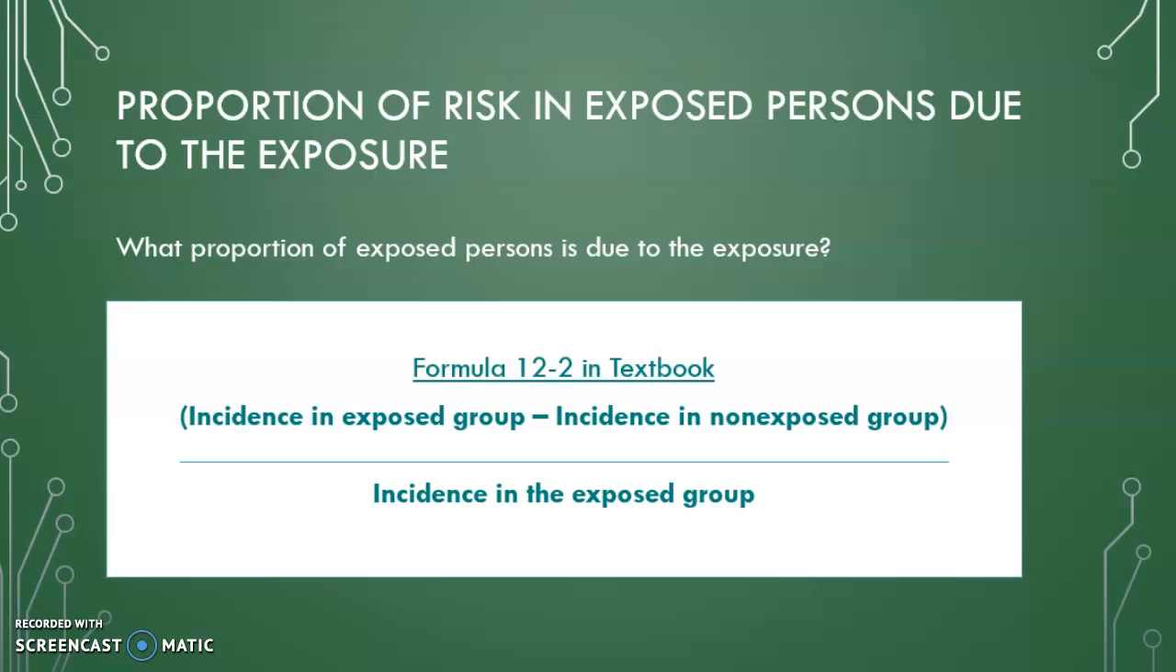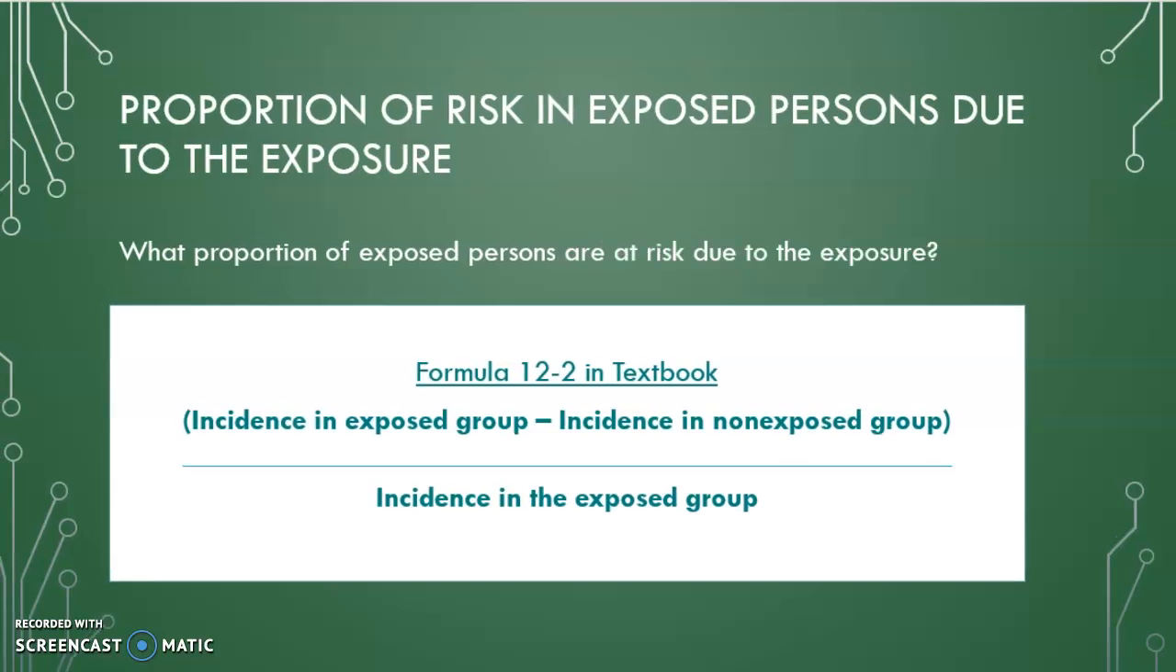Next, I want to go over how to calculate the proportion of risk in exposed persons due to the exposure. This would be our additional risk, or the dark blue portion in the past graph. The question being asked here is what proportion of exposed persons are at risk due to the exposure. This can be calculated by taking the incidence in the exposed group and subtracting the incidence in the non-exposed group. We can also calculate the proportion by dividing the total risk in the exposed group that we discussed by the incidence in the exposed group. And so this is seen in the equation I have on the screen.